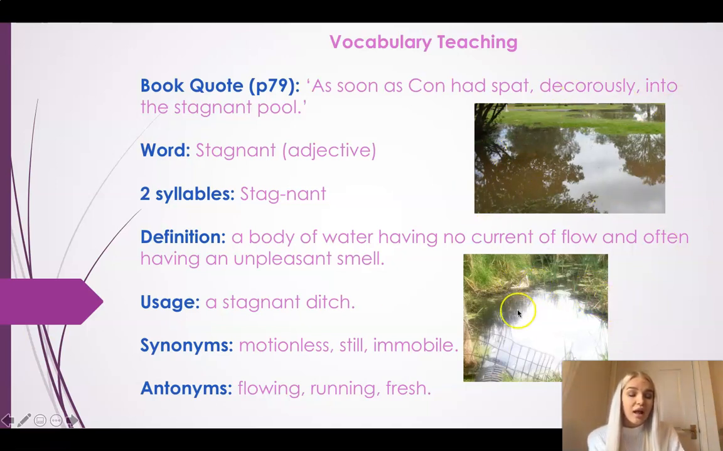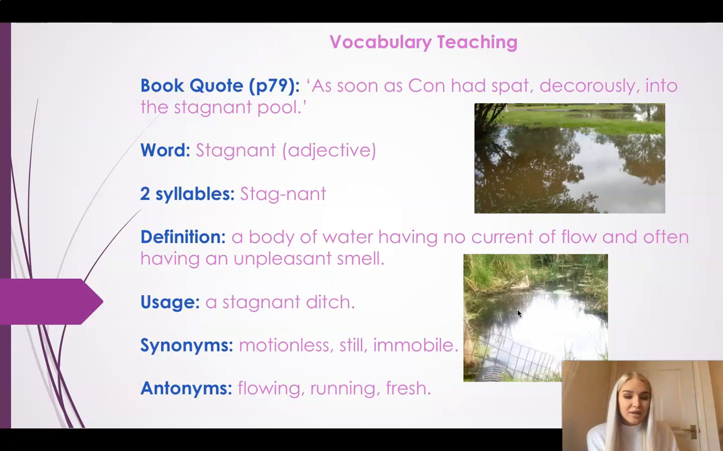It's still, there is no current making the water move like there would be in a river, and also it's quite brown and dirty, having an unpleasant smell. Another way you could use this word is by saying a stagnant ditch. If there's a ditch where you are stood, it might be a stagnant ditch because it might be a ditch of water which is not moving and it might smell quite unpleasant.